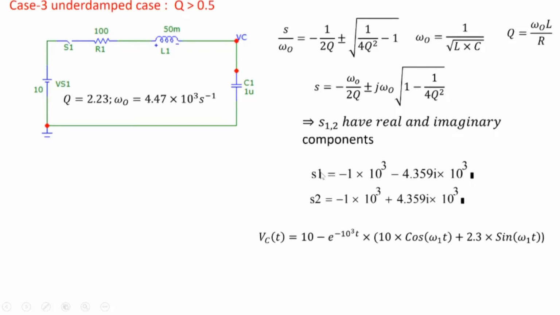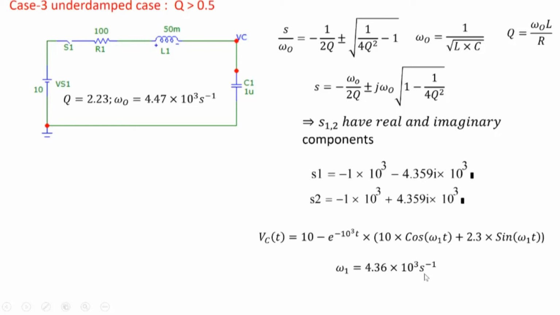you can write it in terms of e to the power s1t and e to the power s2t, but you can take the real and imaginary parts out and rewrite it. We'll not go into the maths of it here. You can write the final voltage in this form here: VC(t) equal to 10, the final value of the capacitor voltage, and then this is what comes out of the two exponentials, e to the power s1t and e to the power s2t. So 10 cos omega 1t and sine omega 1t. So you get sinusoids in the solution.